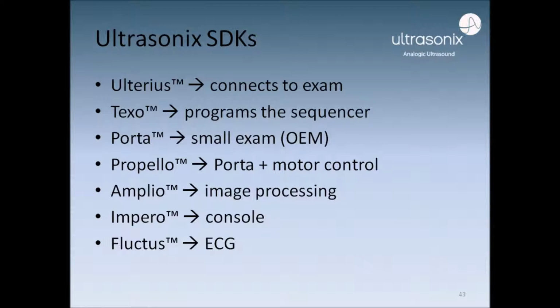The Propello is built on top of Porta and gives more control over the motion of the 3D probe. Amplio is purely an image processing SDK which does not require the ultrasound hardware and can run independently. It processes RF data and generates B-mode images. Impero is used to access the console of these Sonix systems, like the different buttons, dials, and sliders located on the console. Fluctus is used to access ECG signals.